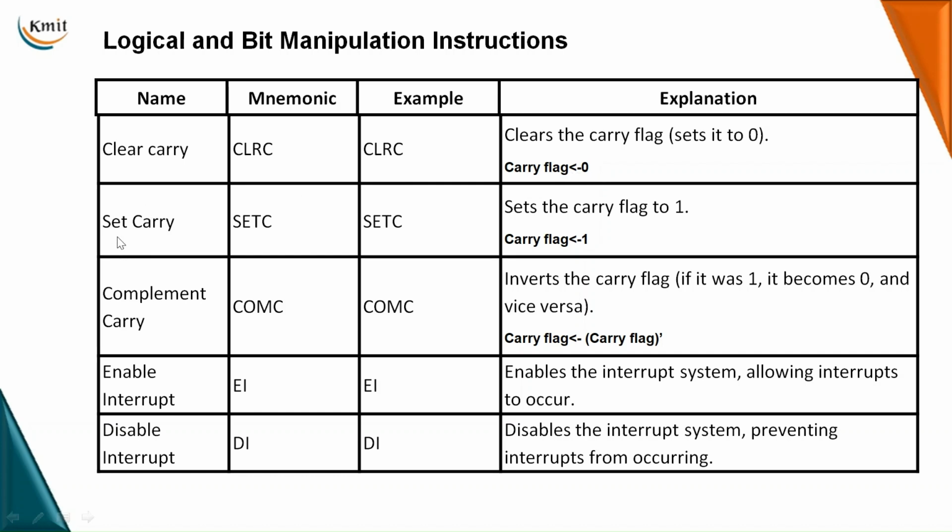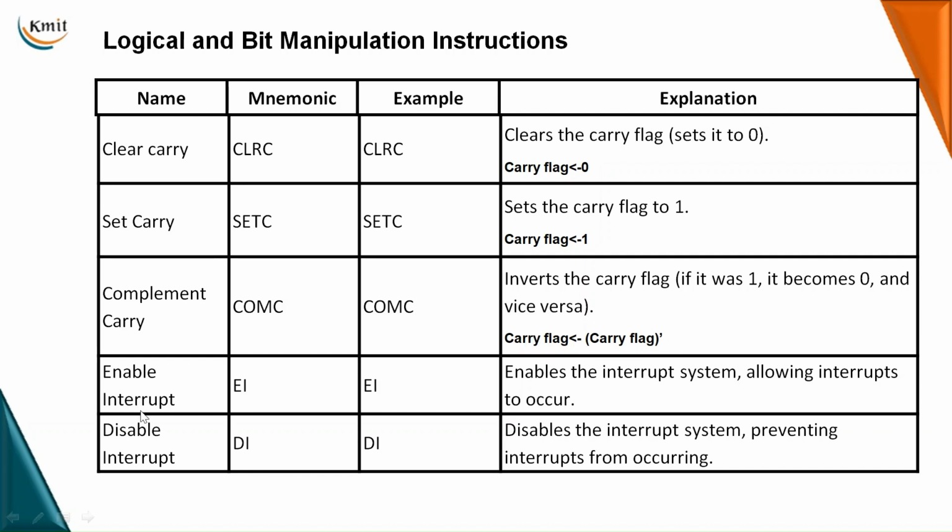Set carry is used to set the carry flag to 1. So using the set carry instruction, the carry flag will be set to 1. Next is complement carry, which is used to invert the carry flag. If the carry flag contains 1, to make it 0 we implement a complement. If the carry flag contains 0, to make it 1 you can do it using complement carry. So whatever the value of your carry flag, if it was 1 it becomes 0, and if it was 0 it becomes 1, vice versa. So that is done by means of the complement carry instruction. The carry flag will be complemented and the result will be stored into the same carry flag.